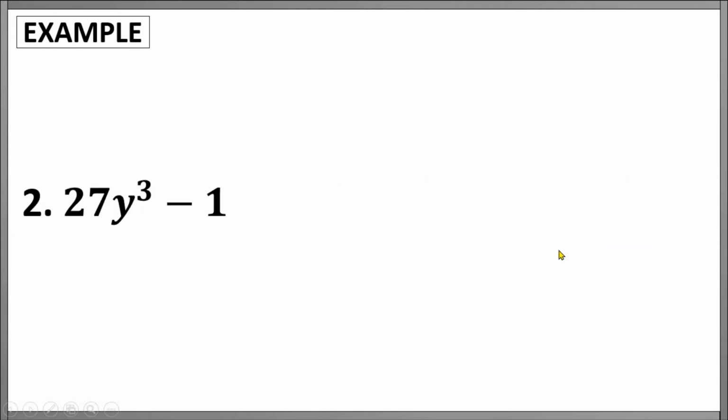For our second example, let's have 27y cubed minus 1. Let us check our given. 27 can be expressed as 3 raised to 3. y cubed is obviously a perfect cube. 1 can be expressed as 1 cubed, 1 times 1 times 1. And we have a minus sign. So therefore, our second given is a difference of two cubes.